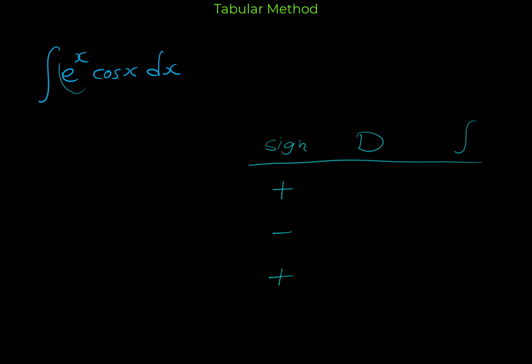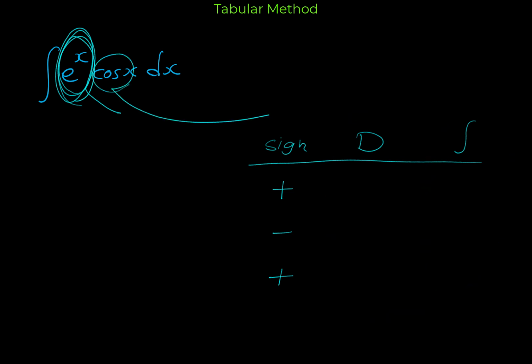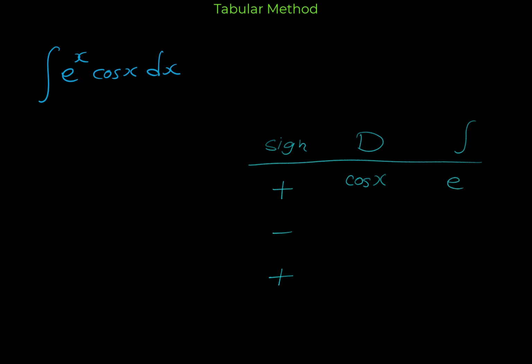Here, you can put e to the x, the exponential function, in the derivative column, or actually you can put e to the x in the integral column. And you can put cosine of x in the derivative column and also in the integral column. And it works pretty well. Here I prefer to put cosine of x in the derivative column and the exponential function in the integral column. But you can choose to put e to the x in the derivative column and cosine of x in the integral column, and it works that way also.